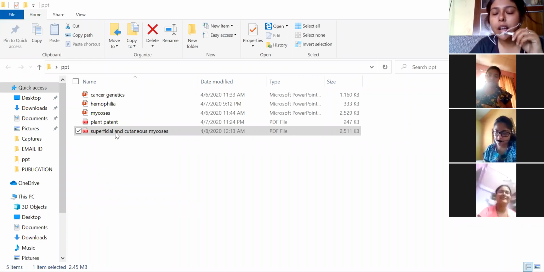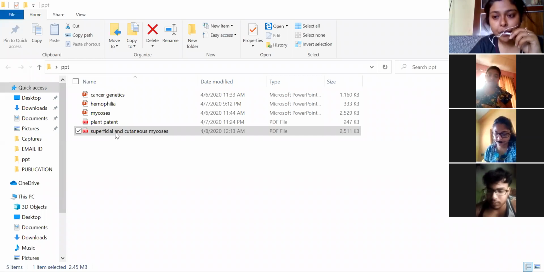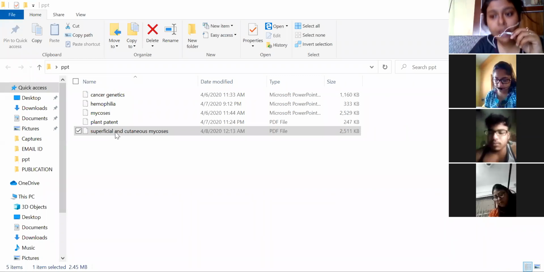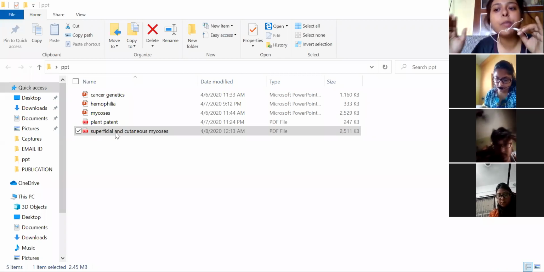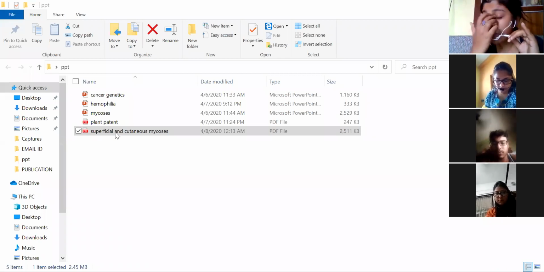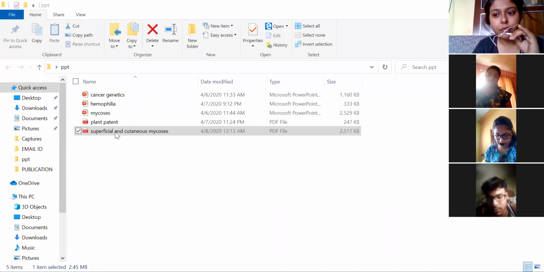Mycosis is basically a fungal infection. It is caused by fungi which invade the surface of the skin, resulting in the disease called mycosis. Mycosis is a whole spectrum of diseases caused by fungus. Am I clear or not?